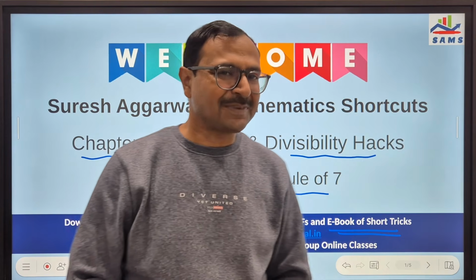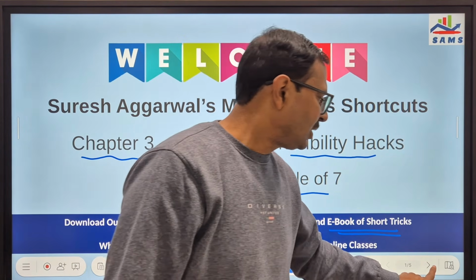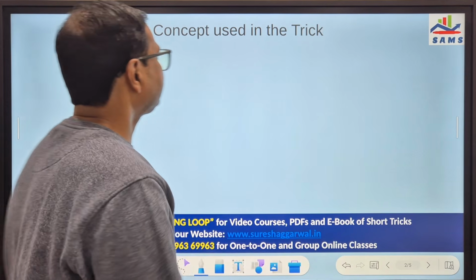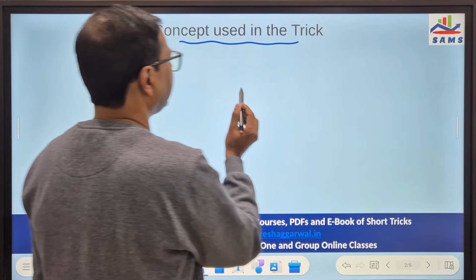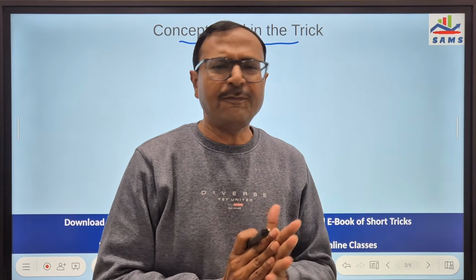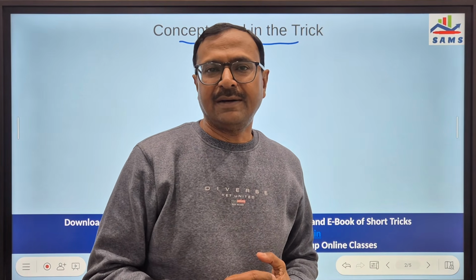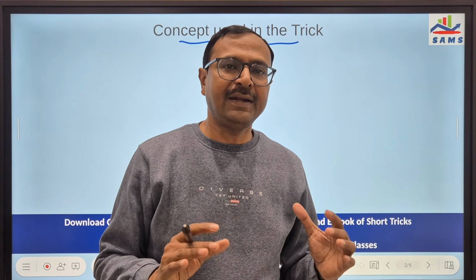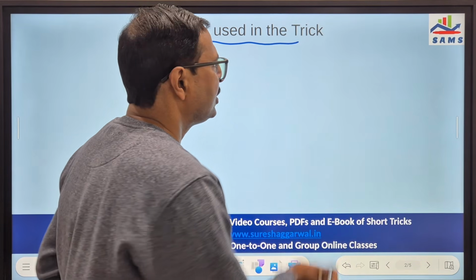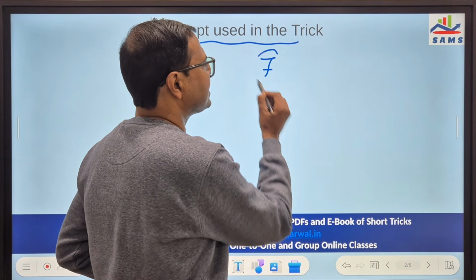So friends, time has come to tell you the concept involved in the trick. So we are talking about the divisor 7, right? So what do we do? See, I'll pick a 4-digit number and I will tell you the steps involved in checking whether it is divisible by 7 or not. So first of all, the divisor 7.